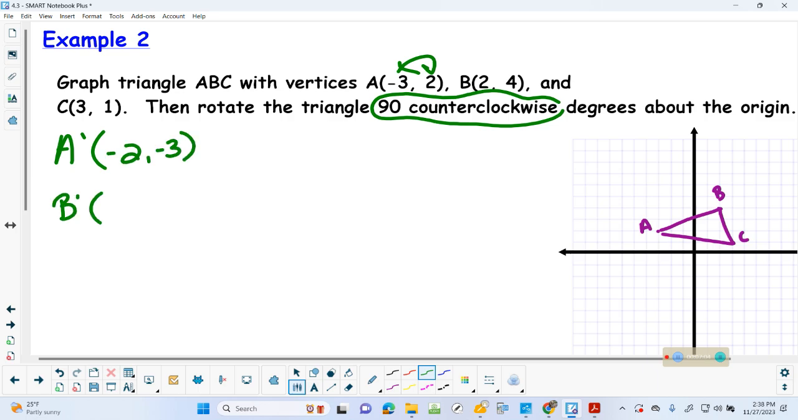B prime, same deal. I'm going to switch the order, but I have to change the sign on 4. So -4, +2. And C prime. Switch the order, but you have to change the sign on 1. So -1, 3. And of course, I'm just going to plot it and draw it. So -2, -3. -4, 2. -1, 3.